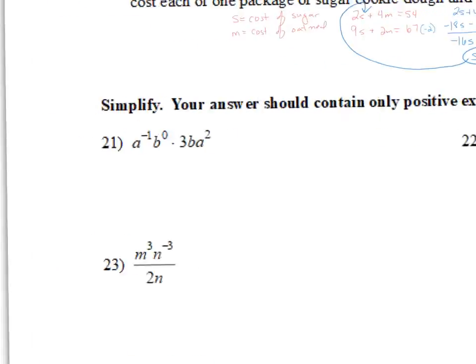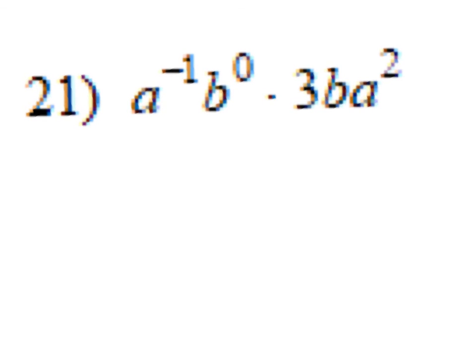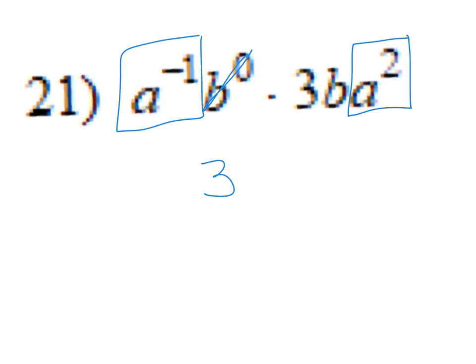Okay, exponent review. All right, so side by side we add. Now anything to the 0 power is 1, so we go ahead and just cross that off. I'm going to go ahead and add my a's up, and so when I add them here, 2 plus -1, I get a 1. So I've got 3, B, and then A to the first. Order's not important here, just as long as you got all the parts.